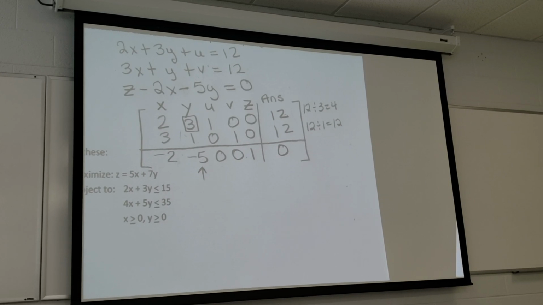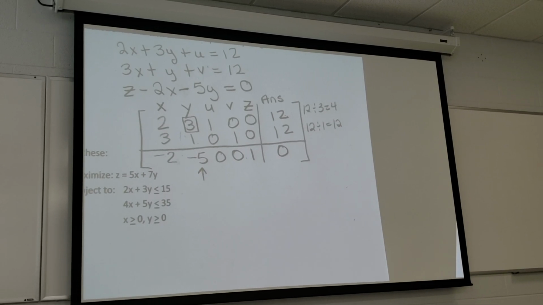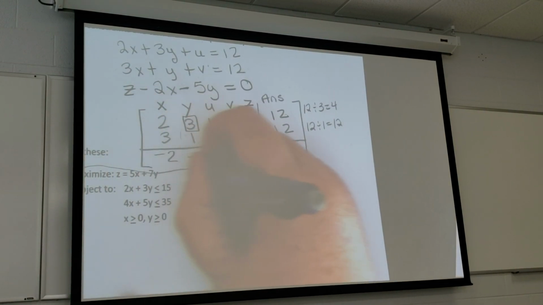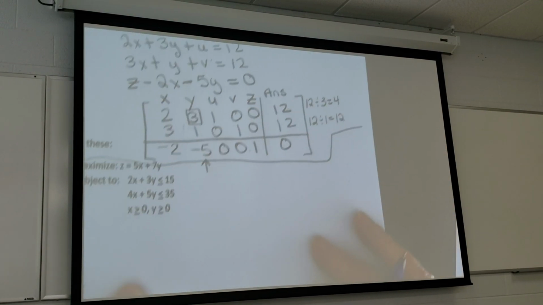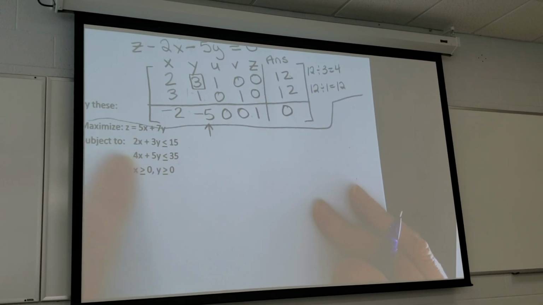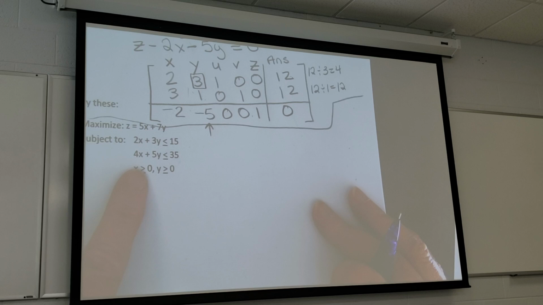All right, so now we're gonna try this. Of course, it says we're gonna maximize z is equal to 5x plus 7y, subject to 2x plus 3y is less than or equal to 15, 4x plus 5y is less than or equal to 35, and x and y are both greater than or equal to 0.